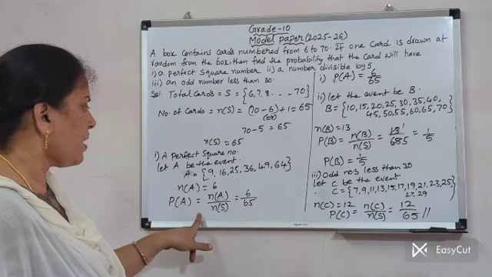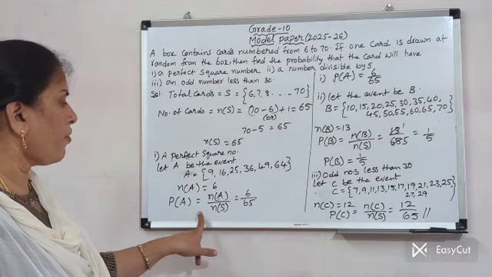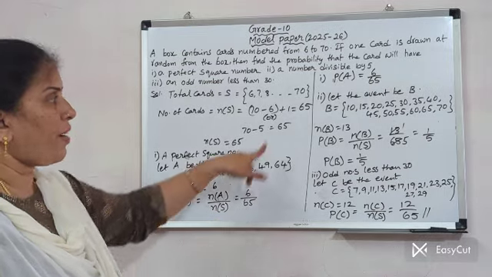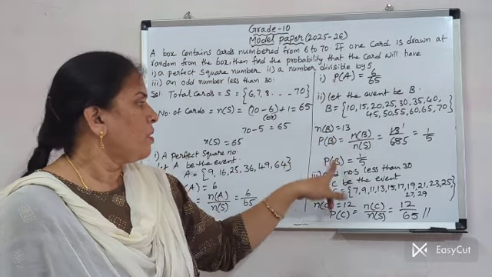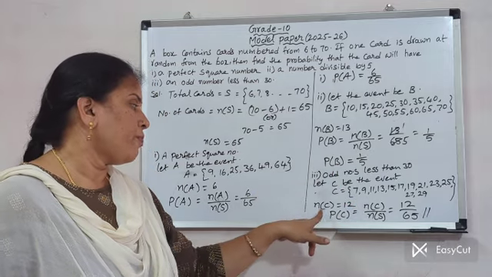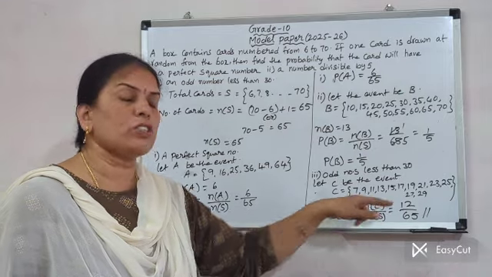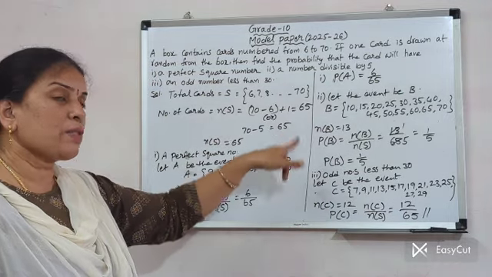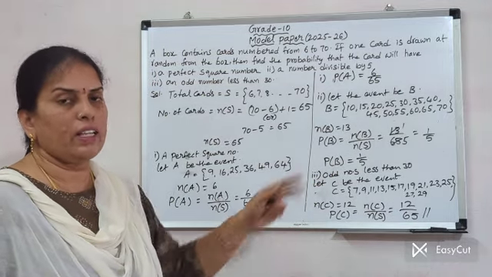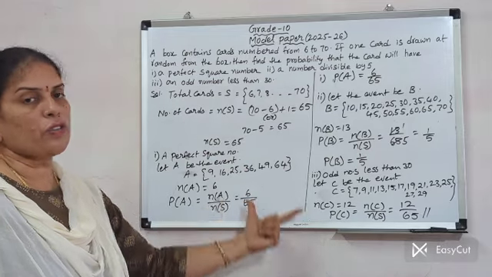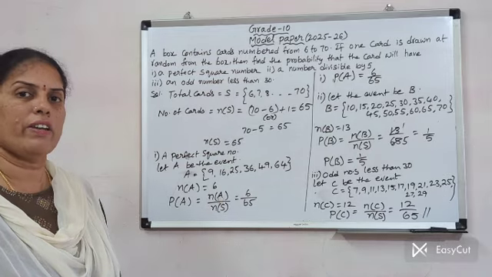What is the first answer? P of A is equal to 6 by 65. Second one is P of B is equal to 1 by 5. Third one is P of C is equal to 12 by 65. If it is possible, we can cancel; otherwise, we can leave it like that. Like this, we must find out the probability of the given question.